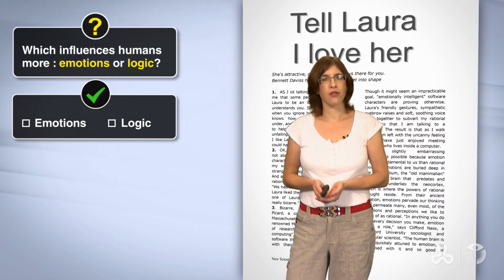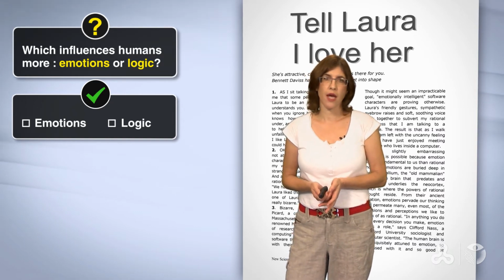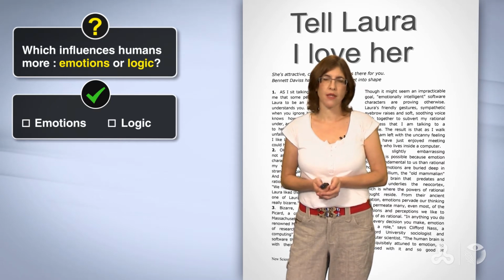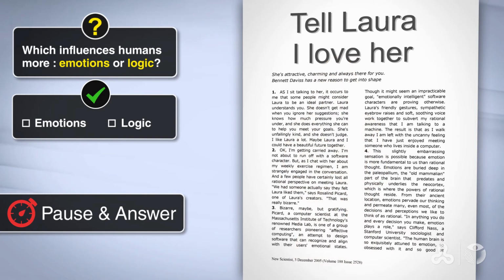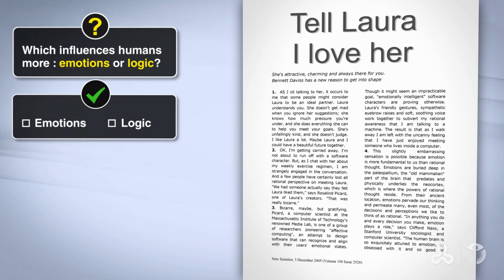Let's see what the writer's answer is. Continue with the text to paragraph 4 and see what the writer's answer is. Press pause, mark your answer, and come back when you're done. You're back! And the answer is emotions, of course.